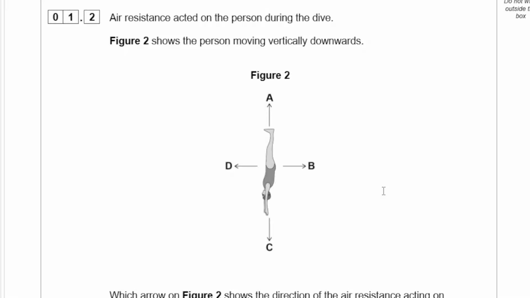1.2, air resistance acted on the person during the dive. Figure 2 shows the person moving vertically downwards. So they have 4 forces which is labeled. So because we are going to be doing a bit of revision as well, let's label the forces. This A is the air resistance. Now you could also label it as drag. Now the force acting down is the weight of the person.